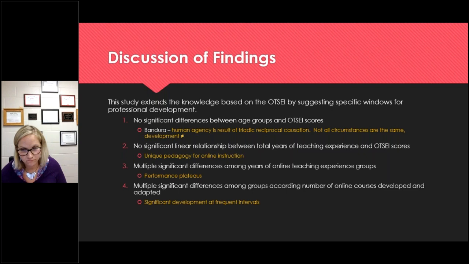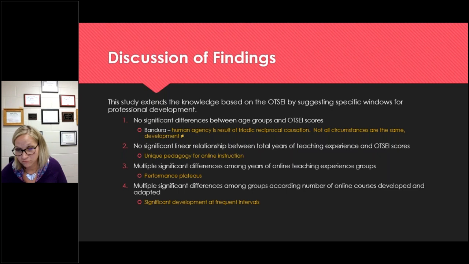A lot of nurse educators new to online instruction stated that they spent a lot of time trying to figure out technology, navigation, LMS, those types of things, just the technical aspects or mechanics of online teaching, and they did not have time to consider wider issues such as pedagogy, institutional issues, and student-centered issues.